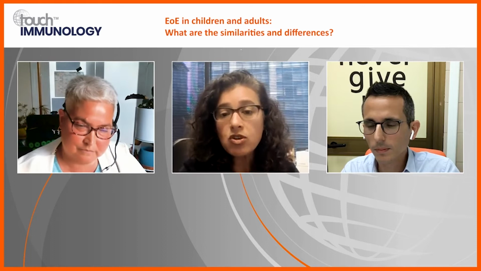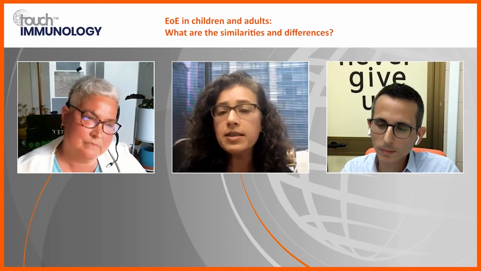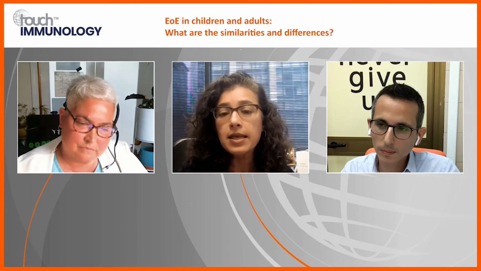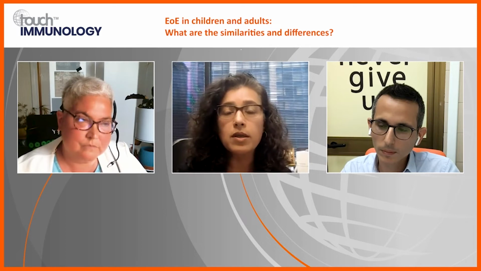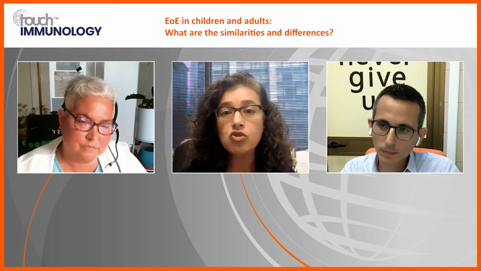And the last question I'll open up to both of you is, what do you think are the similarities and differences in clinical and histologic outcomes for children and adults? Do you think one group is more difficult to treat than the other? How do you see treatment changing in these two patient populations?